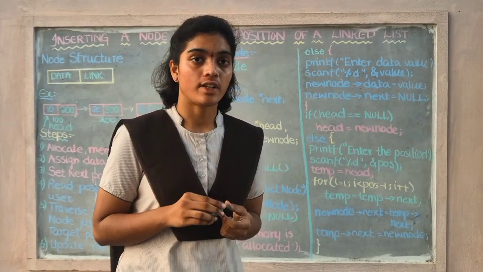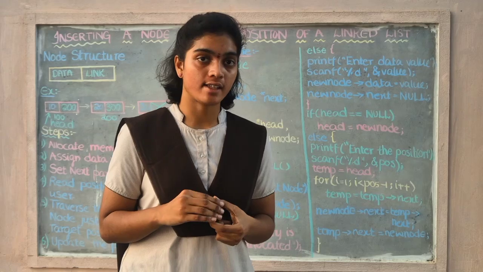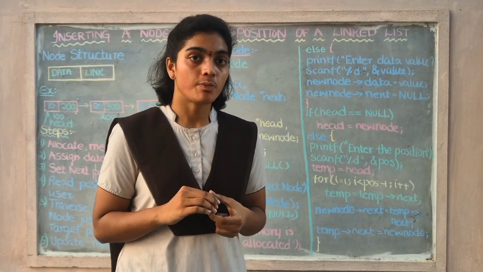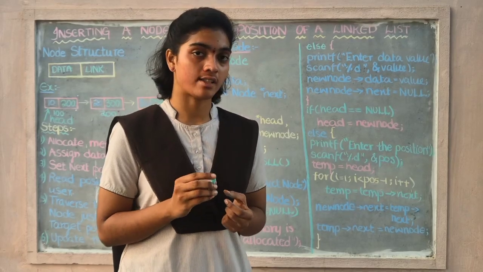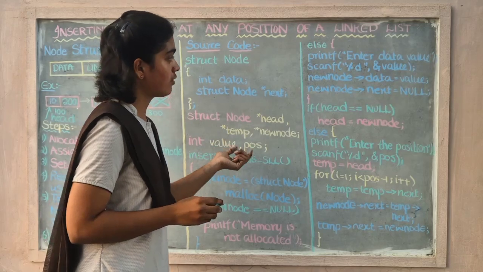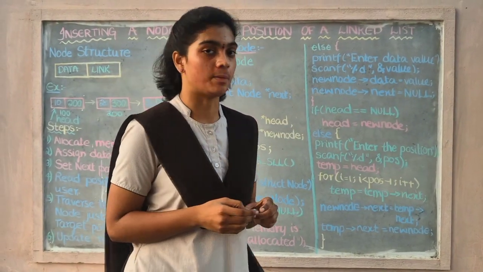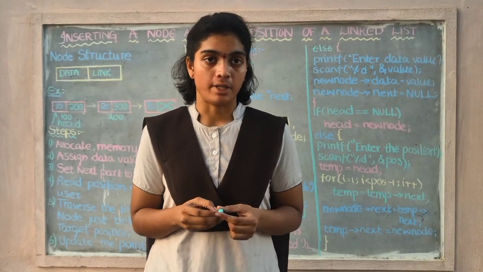In a structure, when a structure variable name is used, then dot is used to access the elements. When structure pointer variables are used, then the arrow mark is used to access the elements. As we declared structure pointer variables here, therefore the arrow mark is used to access the elements. So far, creating a new node is completed.